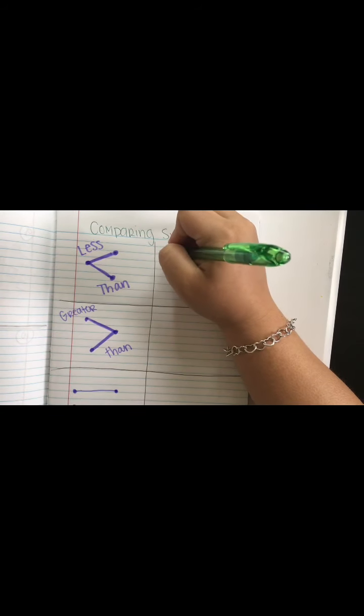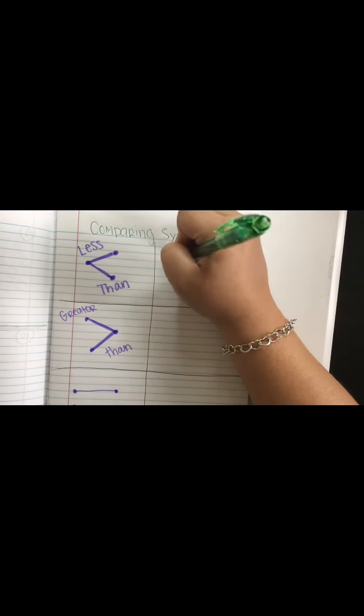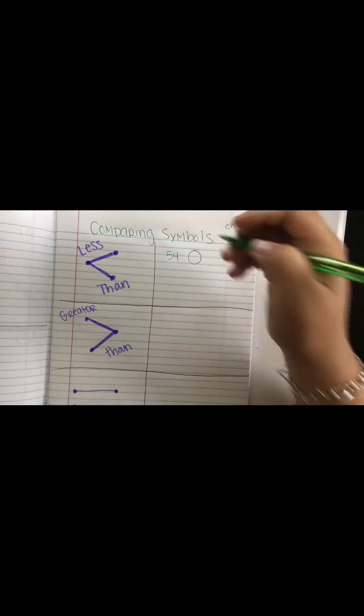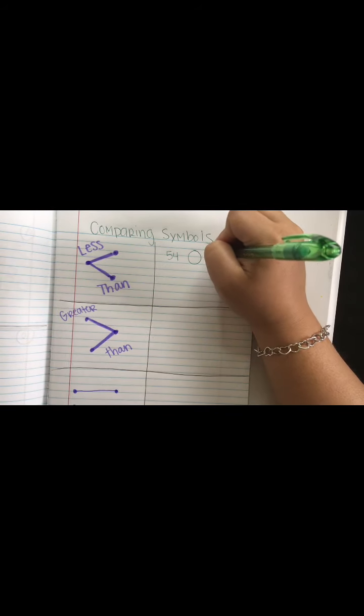Now I'm going to show you how we use the symbols. So going back up, I'm going to go up here to my less than symbol. So what I'm going to do is I'm going to put 2 numbers. So I'm going to start with the number 54. Then I'm going to draw a circle here. The circle is not there for fun. It's there because that's where we're going to put the symbol inside of. And I'm going to do the number 73.